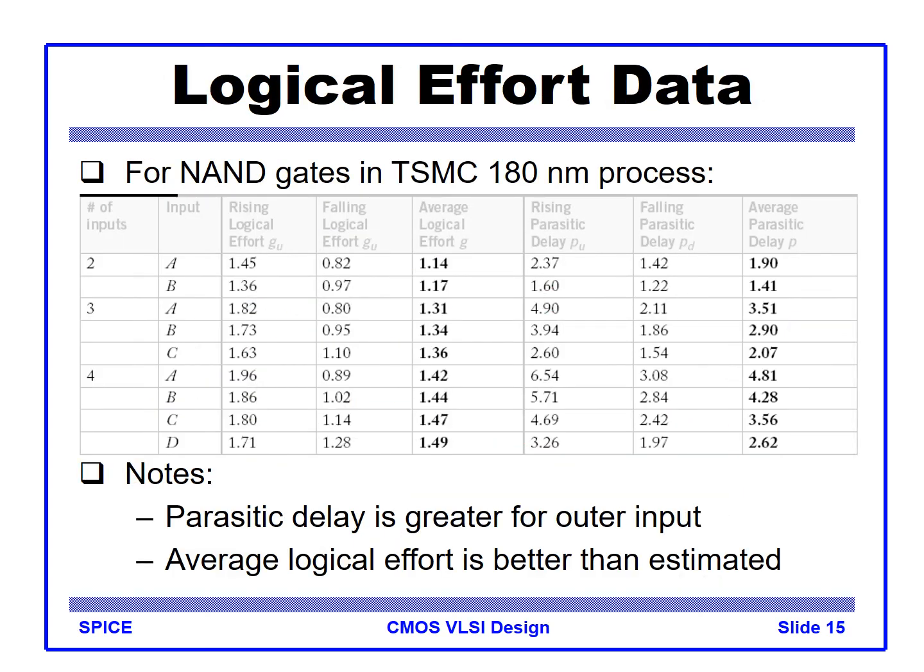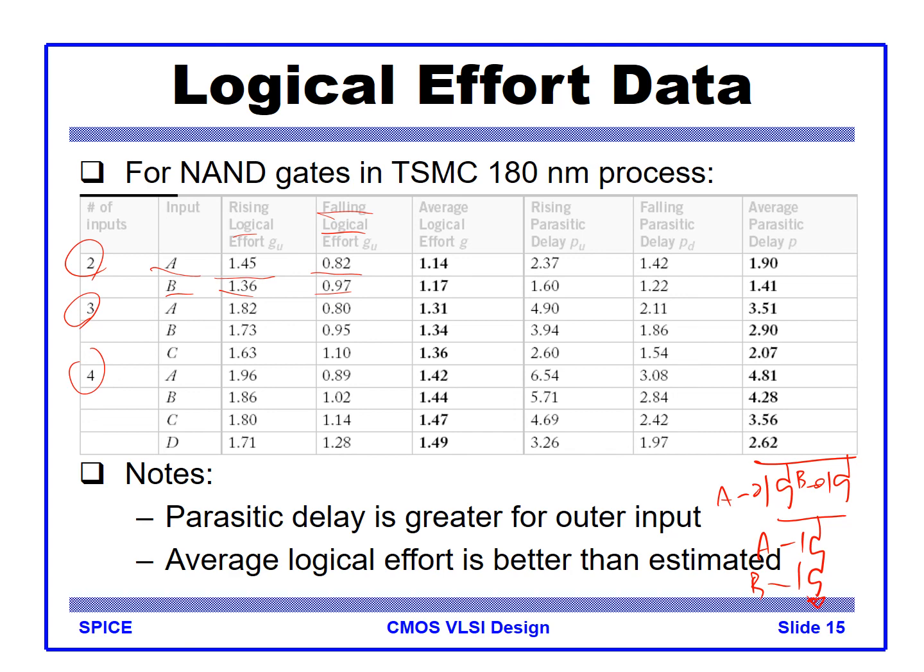So this is the simulated NAND gate logical effort for the 2-input, 3-input and 4-input NAND gate. We have different rise and fall logical effort. Those are different because the circuit itself is not symmetric. So for example, for a 2-input NAND gate, we have inputs A and B.